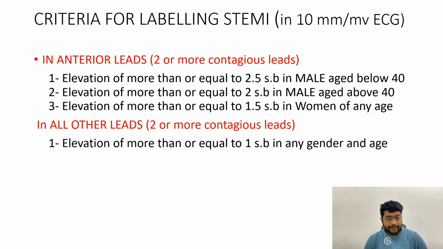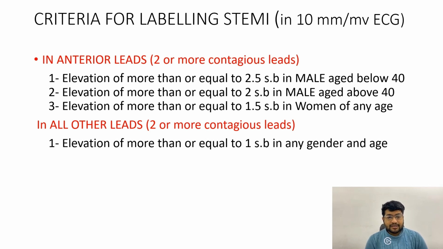We have two scenarios. We have anterior leads and then we have any other lead in the 12 lead ECG. In the case of anterior leads, we need elevation in two or more contiguous leads. What are contiguous leads? Any leads that come next to each other. For example, V1 and V2, or V5 and V6, or V4 and V5. Similarly, lead 2 and lead 3 are contiguous leads. Leads 2, 3, and aVF, which represent the inferior leads, are contiguous leads.